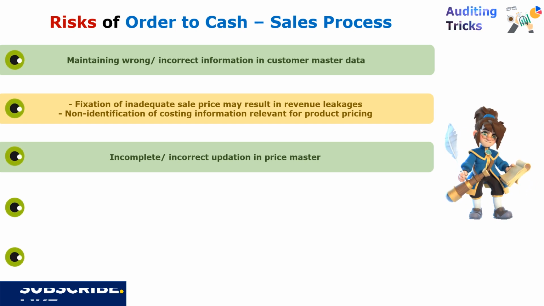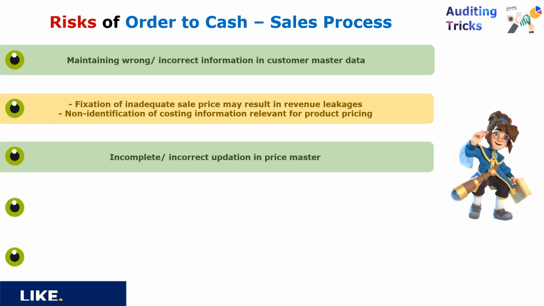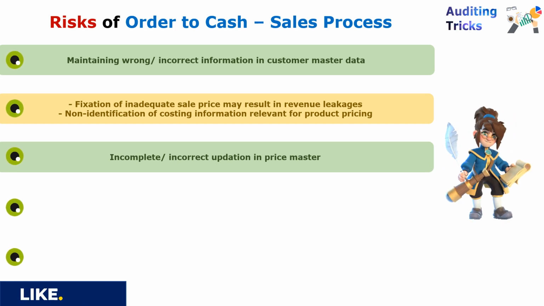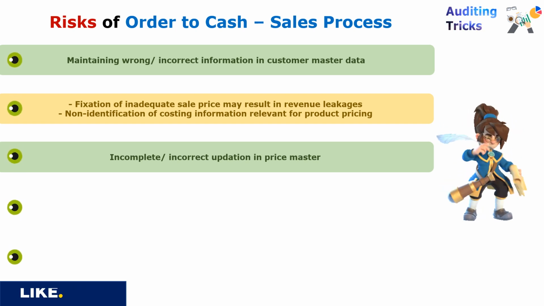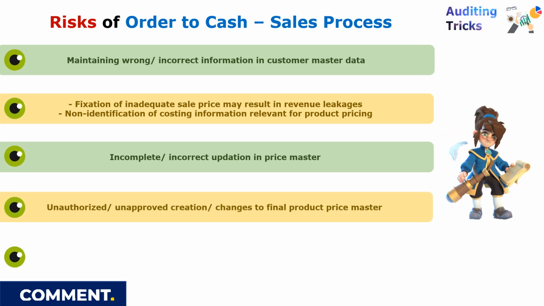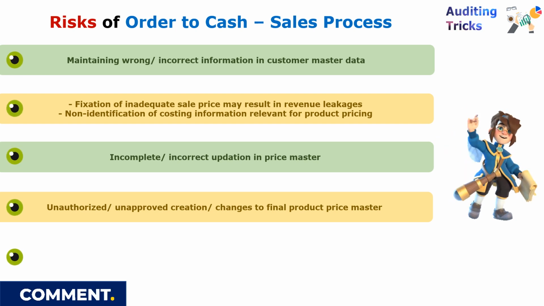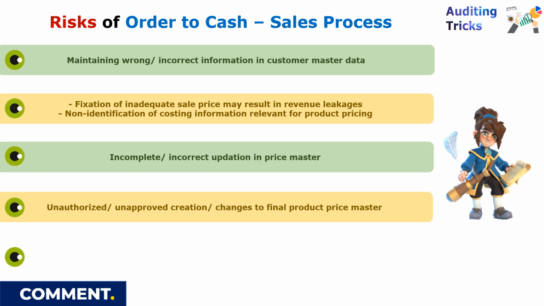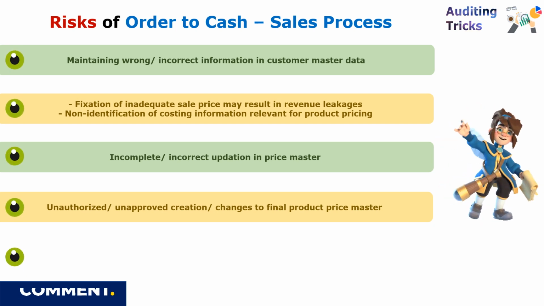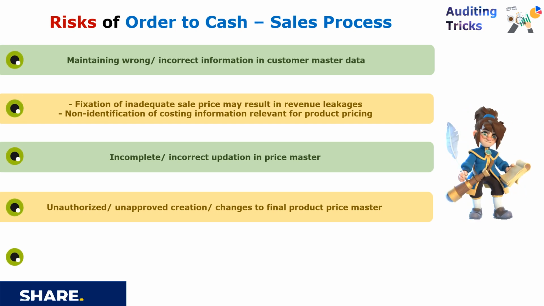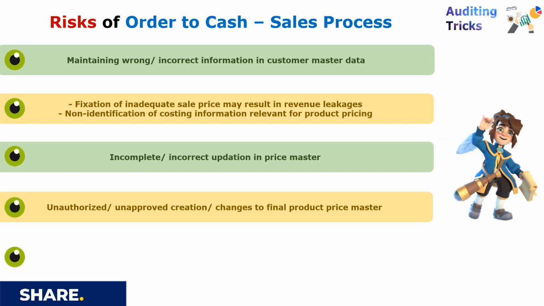The next is incomplete or incorrect updation in the price master. Here we need to ensure that the price master is created after proper verification of data and approvals. It can be a fraud risk and could be a high rated risk. Next is unauthorized, unapproved creation or changes to the final product price master. Here we need to ensure that the price master is created by authorized persons only, and it could be a fraud risk and a high rated risk.